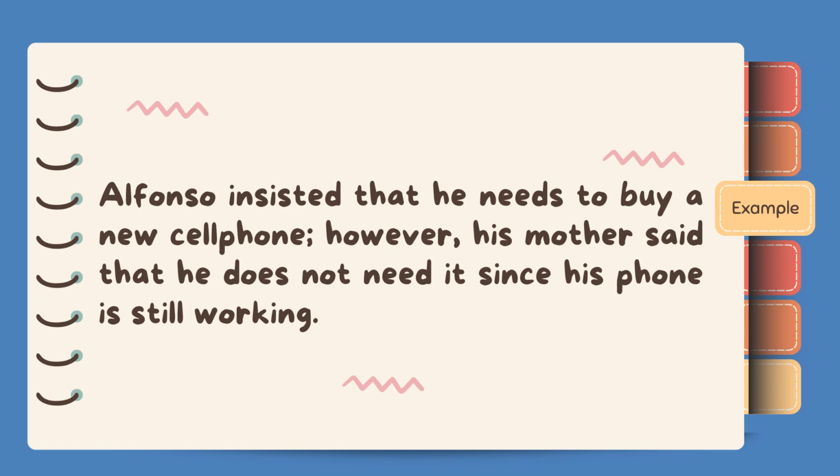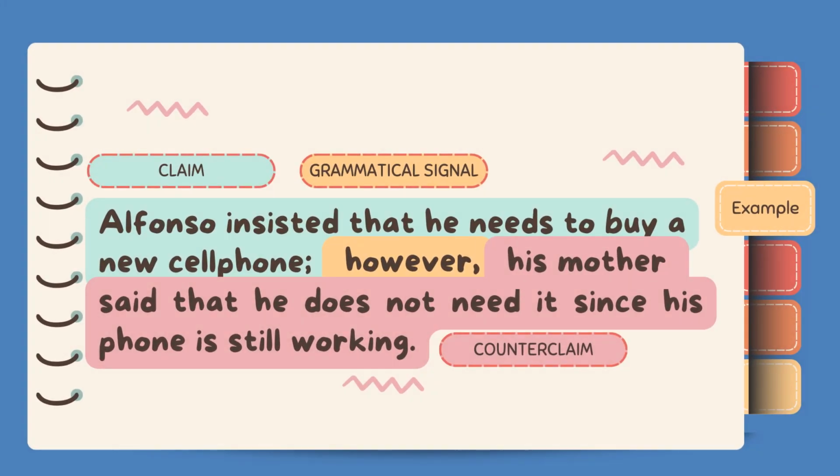Let us look on this given example and identify which is the claim, which is the counterclaim, and what grammatical signal is used in the sentence. Alfonso insisted that he needs to buy a new cell phone. However, his mother said that he does not need it since his phone is still working. The claim is Alfonso insisted that he needs to buy a new cell phone. The counterclaim or the opposing argument is his mother said that he does not need it since his phone is still working, and the grammatical signal used is however.